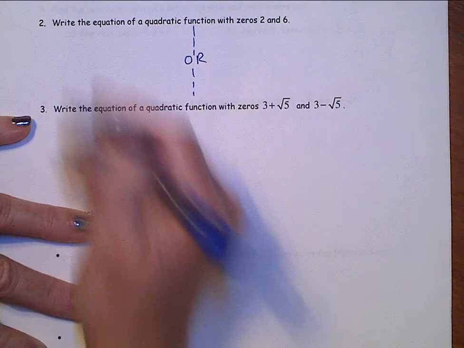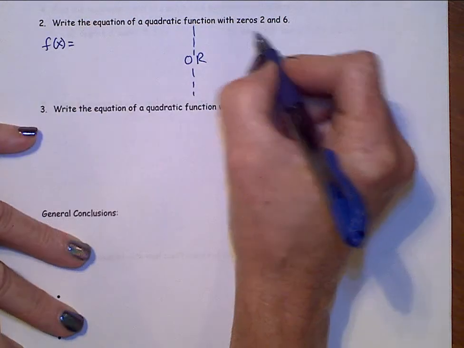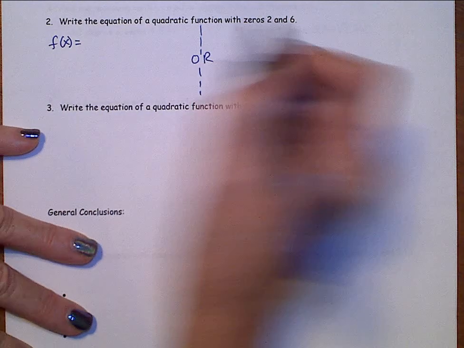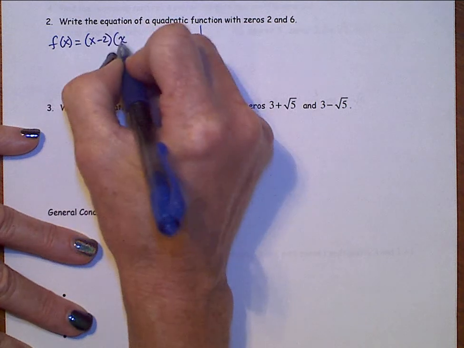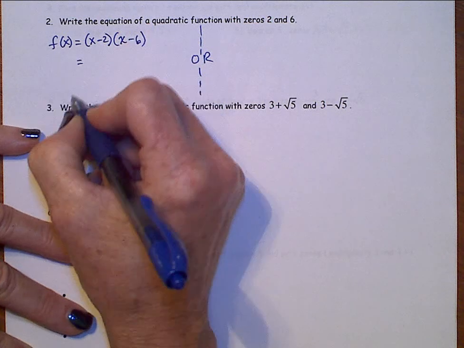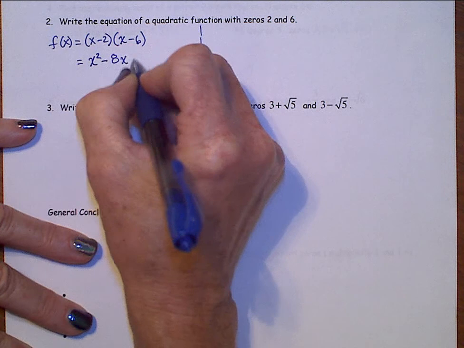So, one of the ways is something that we've done before, and that is if we have zeros of 2 and 6, then the factors that produced those would have been x minus 2 and x minus 6. And then we could just distribute through, which would be x squared minus 8x plus 12.